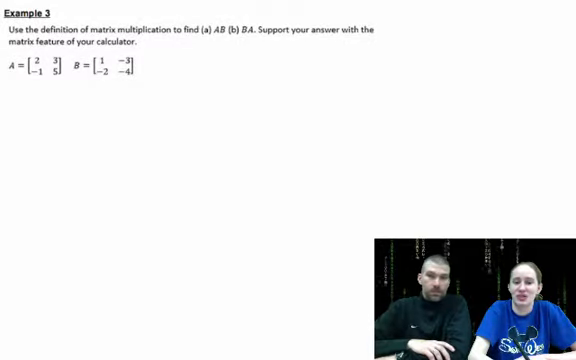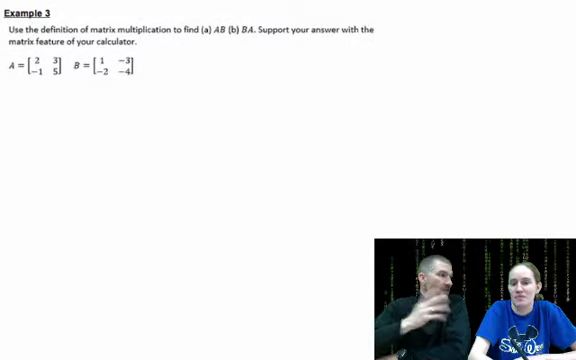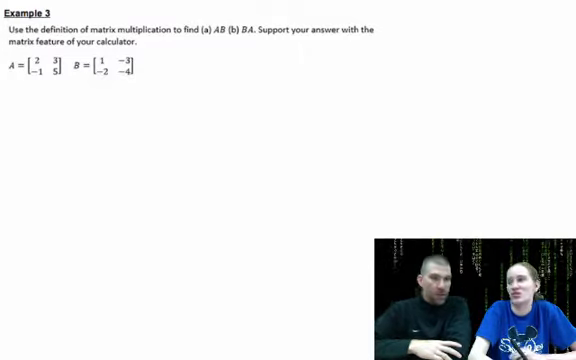All right, now we're going to do some matrix multiplication. Definitely have a highlighter maybe as you go through this one. I think it'll help a little bit. This is tricky to keep track of.